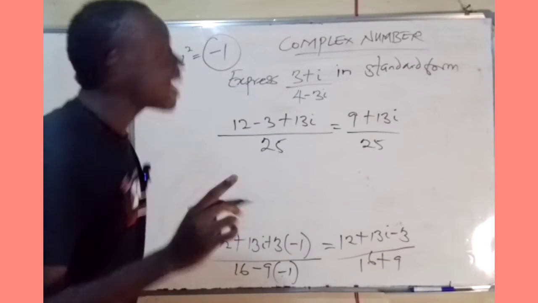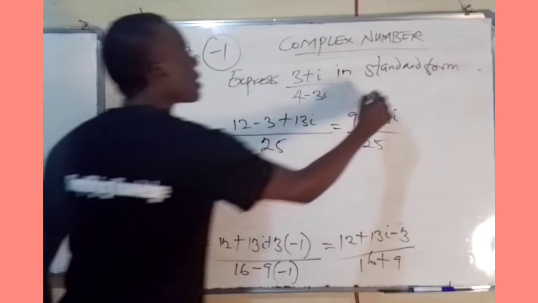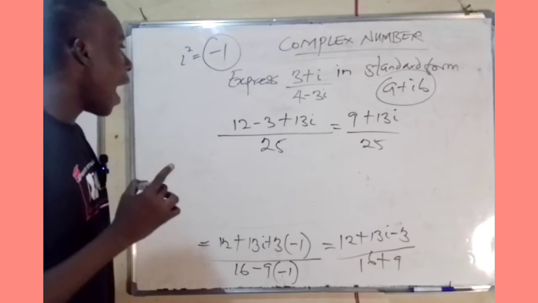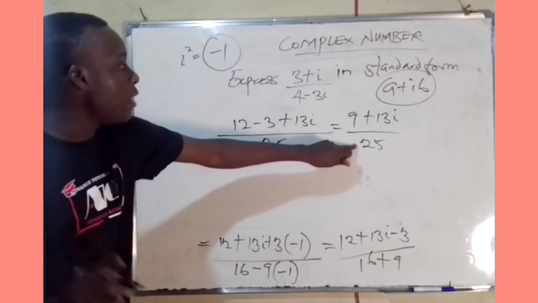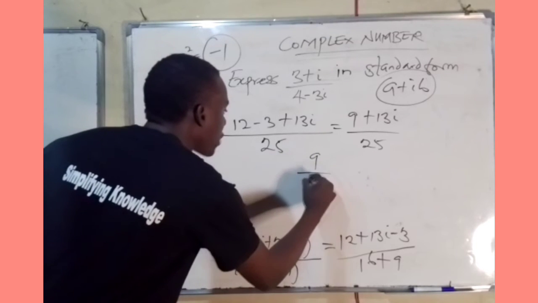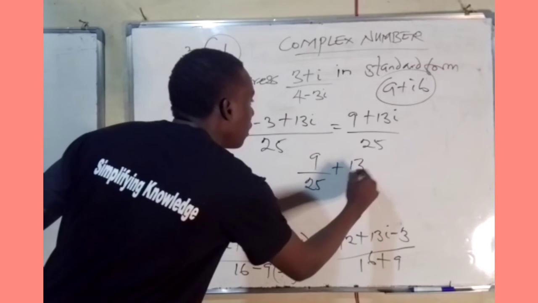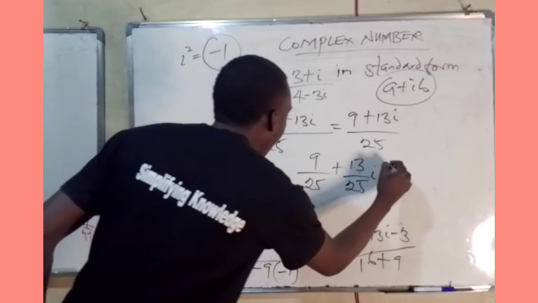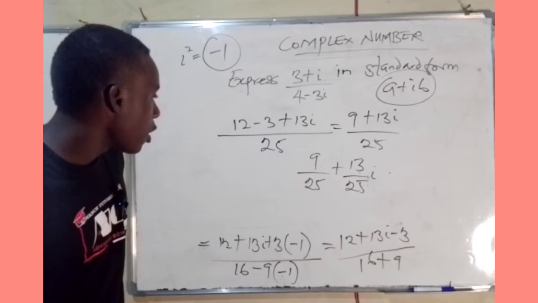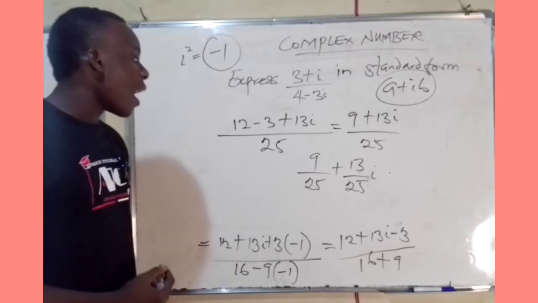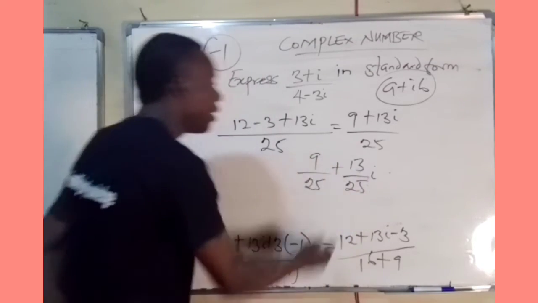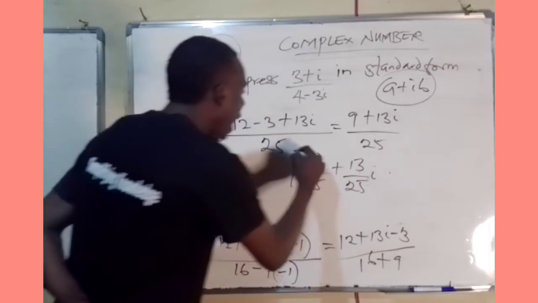Now recall that the standard form of a complex number is given as a + ib. It must be in this form. So from here, what I will simply do is split this fraction into two parts. So I'm going to have 9 over 25 plus 13 over 25 i. Now if you look at this, it cannot be broken down any further. So I can conclude that our answer is 9 over 25 plus 13 over 25 i. So this is our answer.